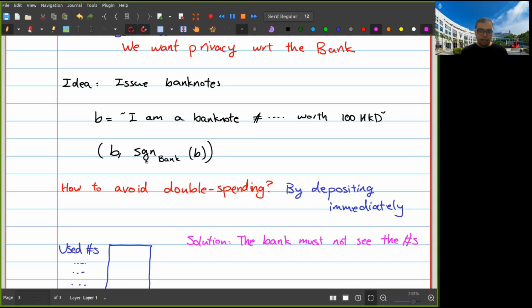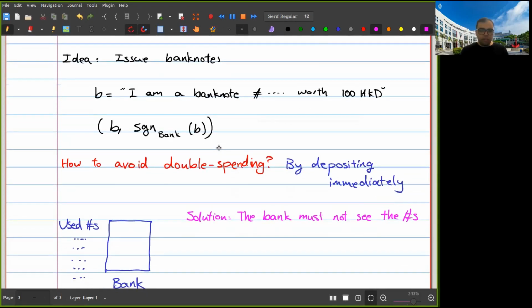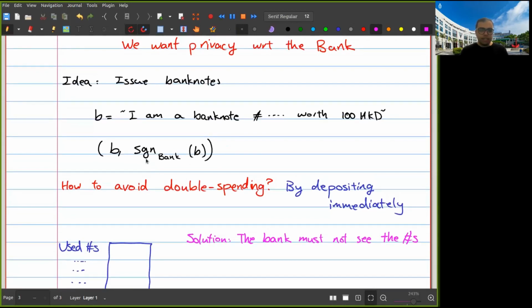Okay. So we're getting somewhere, but it's still not working. Now, the problem with this is that I actually need the signature of the bank on my banknote, and the banknote contains the serial number. So I somehow have to get my bank to sign this without actually seeing it. So I need the bank's signature on B, but I have to make sure that the bank does not see B because B contains the serial number.